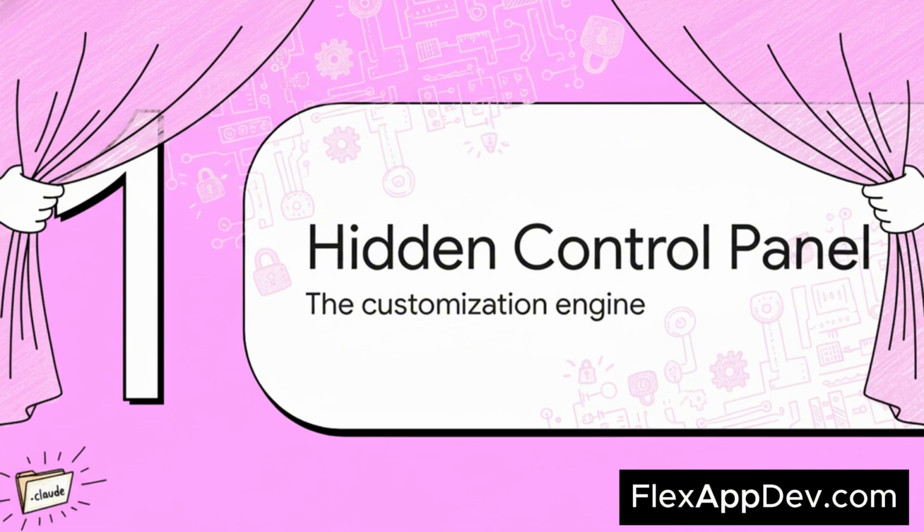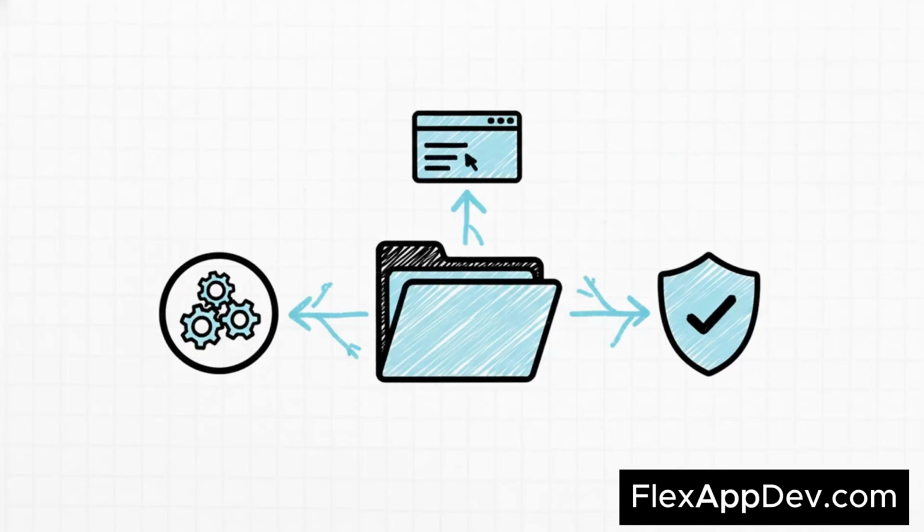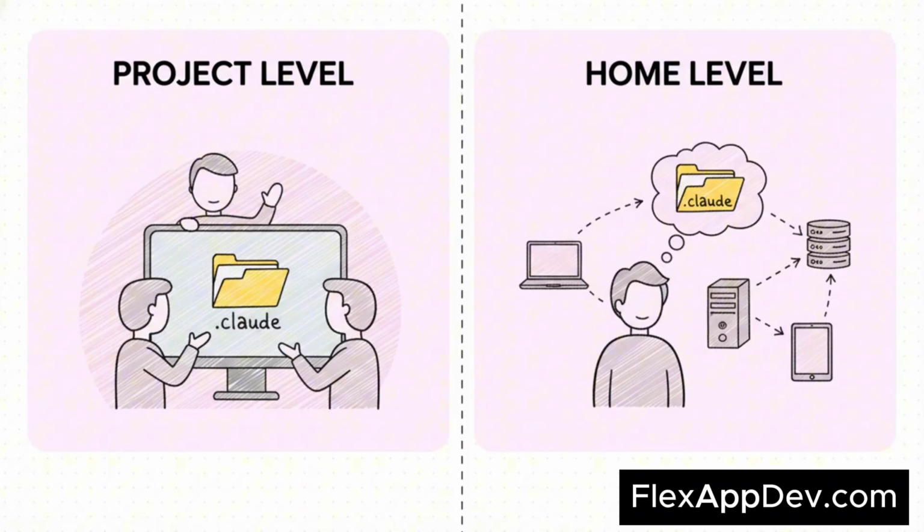Okay, first things first, let's pull back the curtain on this so-called hidden control panel. This is the absolute foundation for everything else we're going to talk about, so it's really important to nail this down. So what is this thing? At its core, the .claude folder is just a directory inside your project, but it acts like the central nervous system. This is where you write the playbook, defining all the specific behaviors, commands, and guardrails for Claude, but just for this one project.